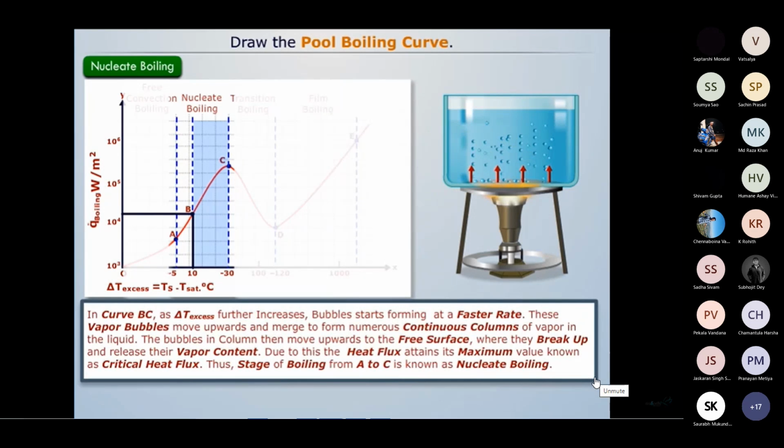In curve BC, we see that as delta T excess further increases, the bubbles start forming at a faster rate. These vapor bubbles move upwards and merge to form numerous continuous columns of vapor in the liquid. The bubbles in the column then move upwards to the free surface, where they break up and release their vapor content. Due to this, the heat flux attains its maximum value, known as critical heat flux. Thus, the complete stage of boiling from A to C is known as nucleate boiling.